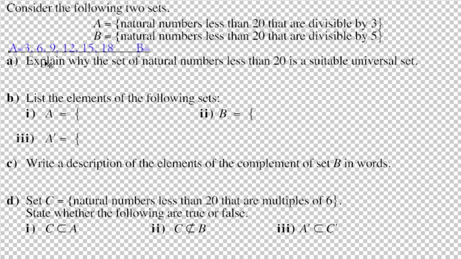And natural numbers divisible by 5 would be 5, 10, 15, and 20 is not less than 20, so that's all we get for that list.